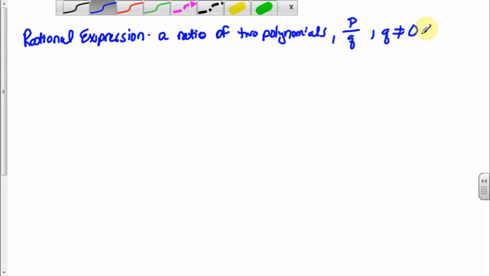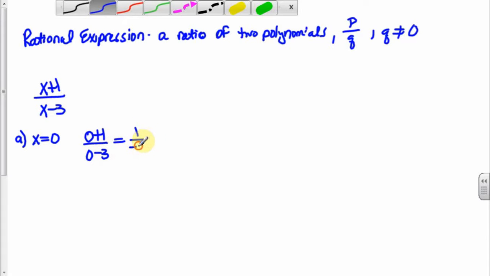We're going to start with one that's pretty simple, and we're going to evaluate it at a certain value of x. I'm going to give you a rational expression, (x + 1)/(x - 3), and I'm going to ask you to evaluate this where x equals 0. So part A, evaluate this for x equals 0. That means you're going to put 0 into this expression for x and tell me what it equals. So it would be (0 + 1)/(0 - 3), which is 1 over negative 3.